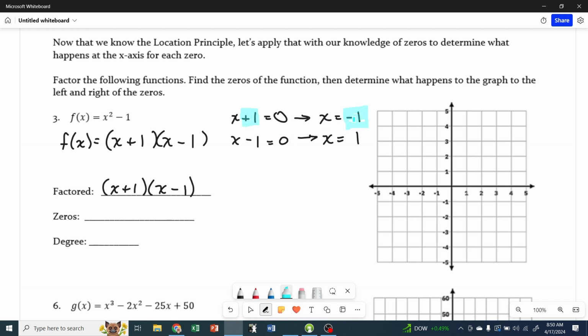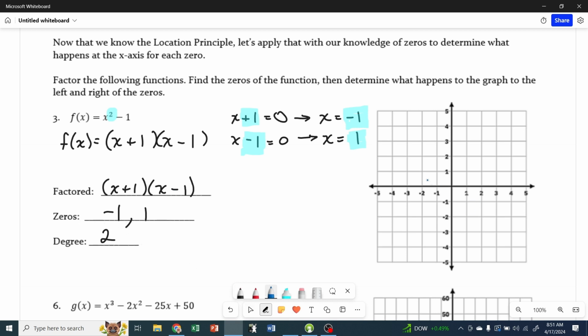It's very easy to find these zeros here when we have a coefficient of 1 with x. We just have to change the sign, right? Over here it's positive 1 to the left, right? x plus 1 becomes x minus 1. x minus 1 becomes x equal to 1. So my zeros here are negative 1 and 1. And my degree is always the highest exponent in the function, so in this case the degree of 2.